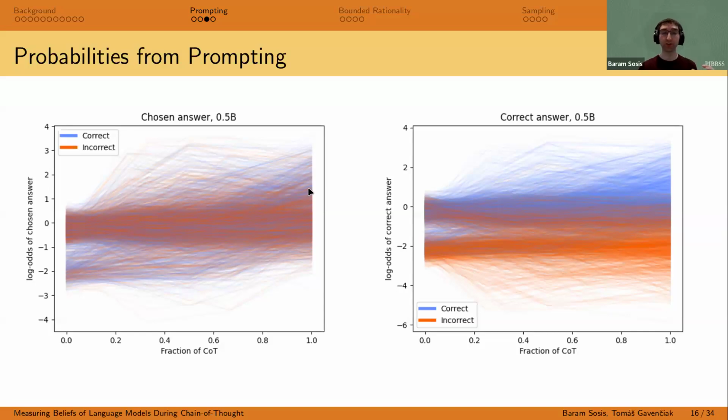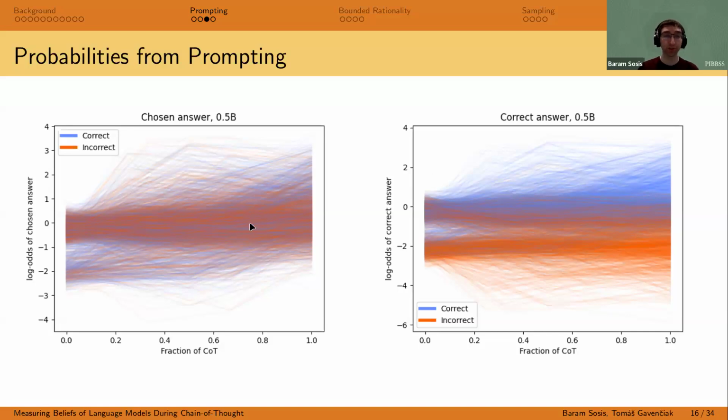Each of these lines is a single chain of thought, a single question. It shows the probabilities at each sentence break, specifically the log odds of the answer that the chain of thought ends up picking at the end. Whereas on the right-hand side, we're looking at the log odds of the correct answer to that question. So these are just two different ways of viewing the data. Log odds, by the way, is just log of p over 1 minus p. It gives a nice linear scale to work with probabilities. I just found it convenient to view the data this way.